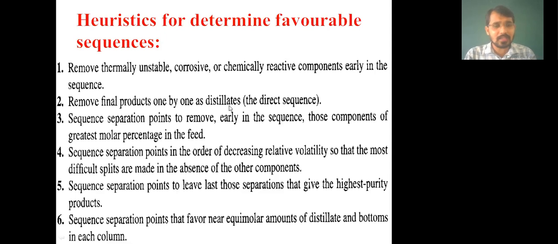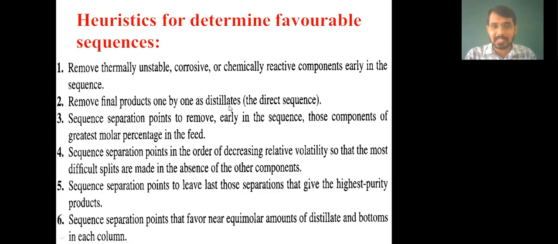The third rule is to sequence separation points to remove early in the sequence those components of greater molar percentage in the feed. It means we are giving separation points over the reactor system where early in the sequence we separate those components which have large composition, the greatest molar percentage of the feed.